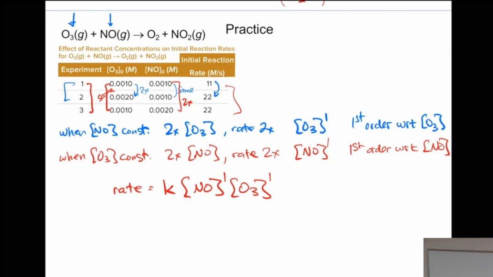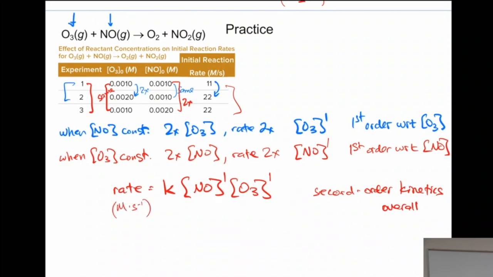Okay? And this reaction then would display second order kinetics overall. And just to remind you now, the units of rate, it's always molarity per second. Always be mindful of the units.